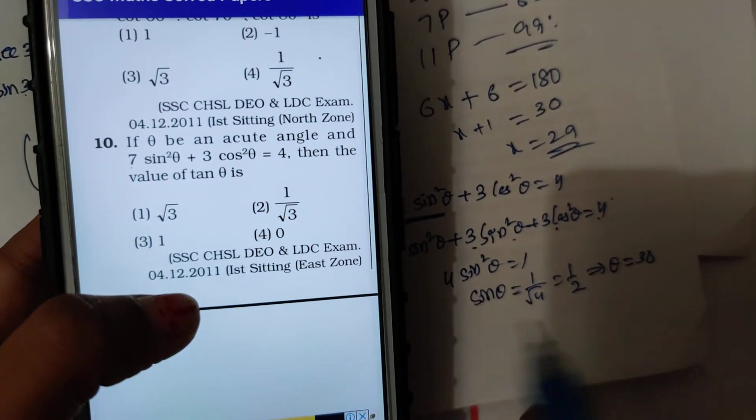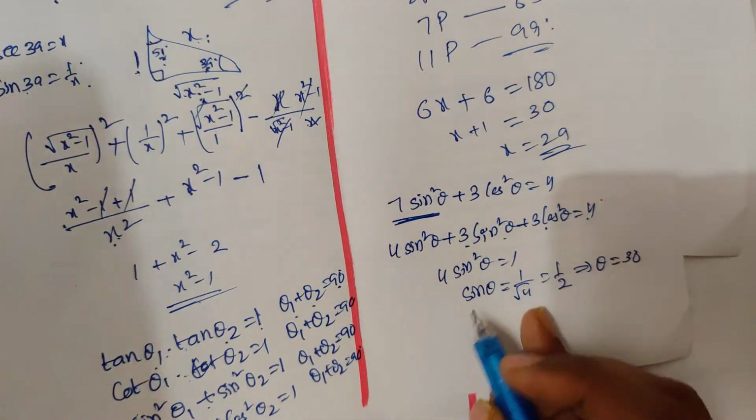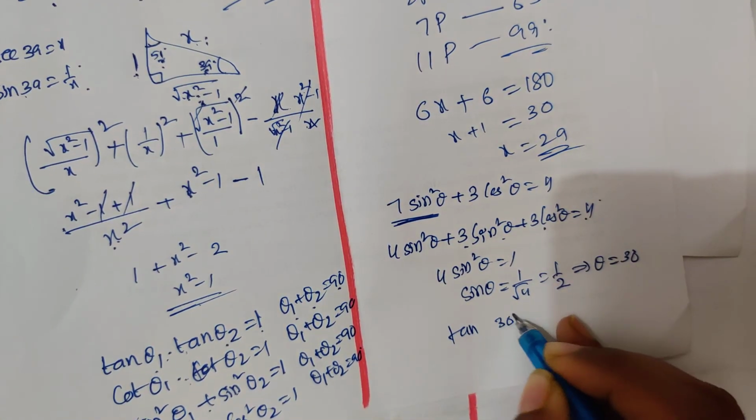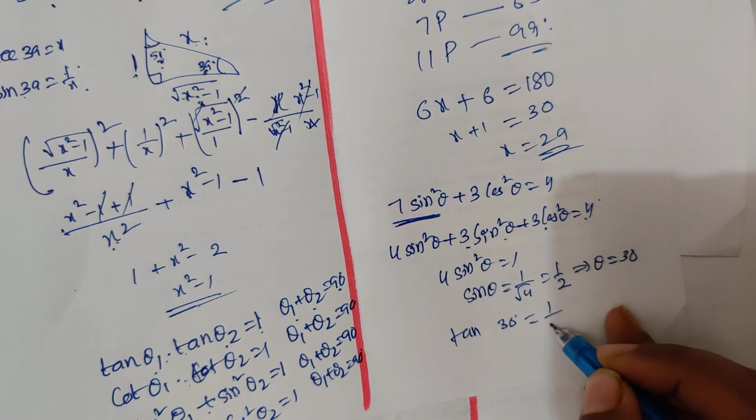But in the question it is asked the value of tan theta. Tan 30, 1 by root 3.